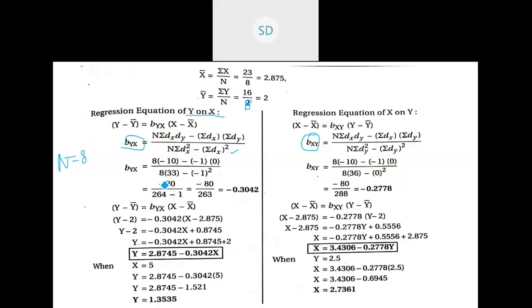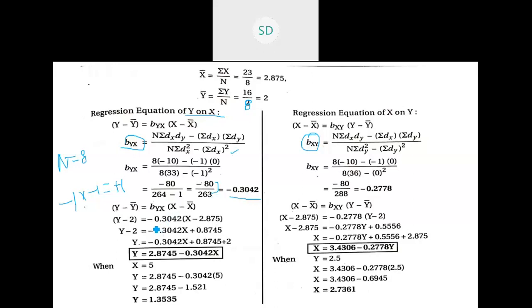Coming to the denominator, 8 into 33 is 264 minus minus 1 square. So minus 1 into minus 1 is equal to plus 1, so that remains. Then minus 80 divided by 264 minus 1 is 263, which is equal to minus 0.3042. So once you divide these two numbers, you get the byx value.